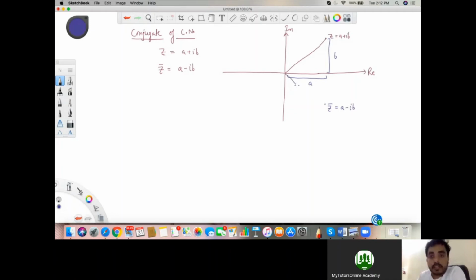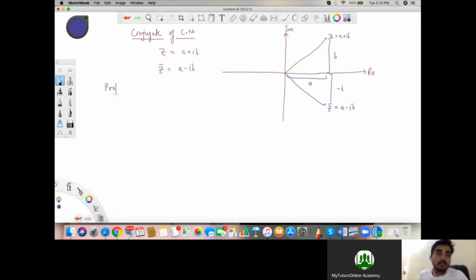And if I join this point with the origin, I will get mod of z bar. Here you can see that this distance on the real axis is again the same a, and this distance now becomes minus b, because now you're traveling to the below side. That is the same distance b above the real axis, and this is the same distance b below the real axis. So only the sign of the imaginary part gets changed when we take the conjugate of a complex number.